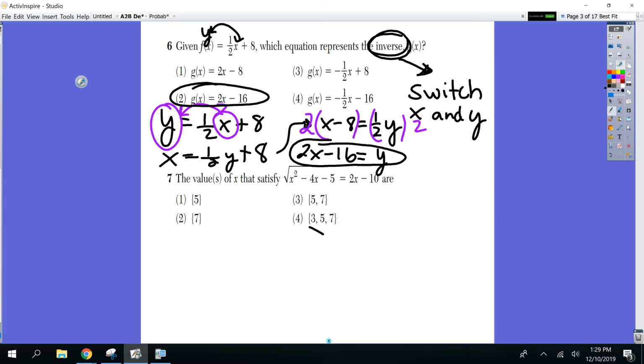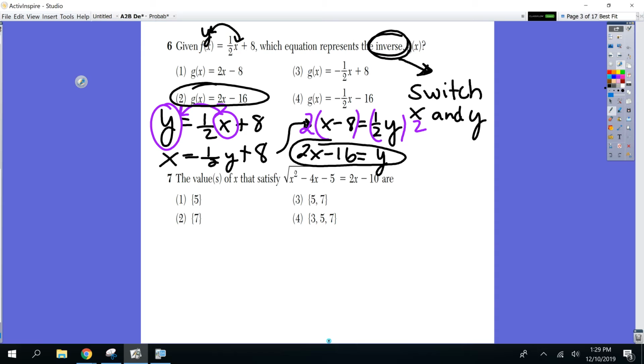The road to 26. Not as easy as it sounds. 7. Find the value of x that satisfies that equation. I'm not going to reteach you, at this moment anyway, how to solve a radical equation. This is multiple choice, isn't it? Yeah. What are you going to suggest I do here?